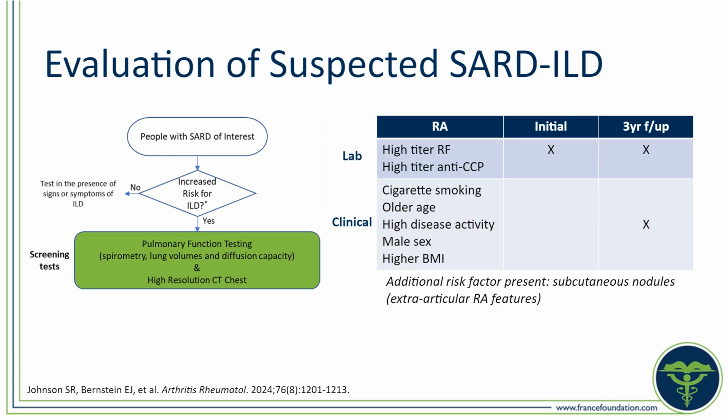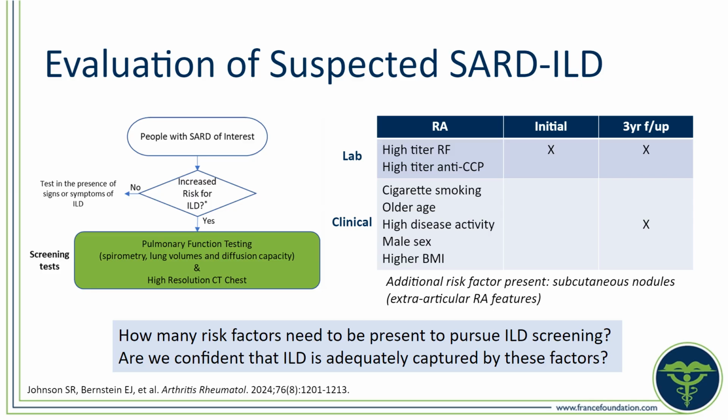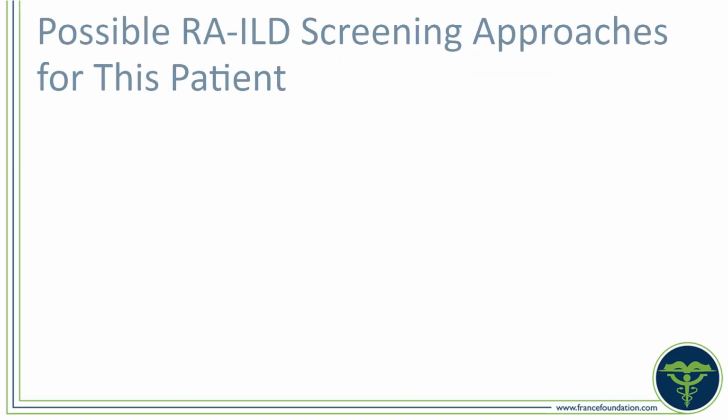So from this, we really have two different options as we go back to that question. One option is that we could go ahead and do chest CT and PFTs right now. Another option is that we could continue to closely reassess the risk. And the reason that both of those are options is because we don't have clear answers for how many risk factors need to be present to make it worth pursuing these additional tests. The other question is that we don't know how confident we should be that these risk factors adequately risk stratify patients for further testing. So here is a possible approach for screening RA-ILD in this patient.